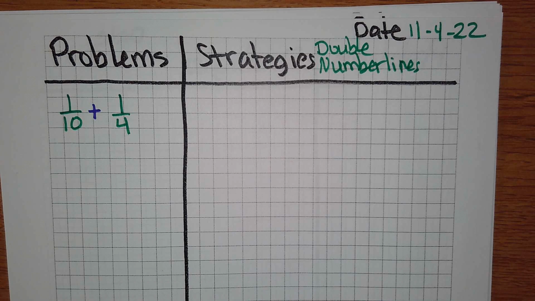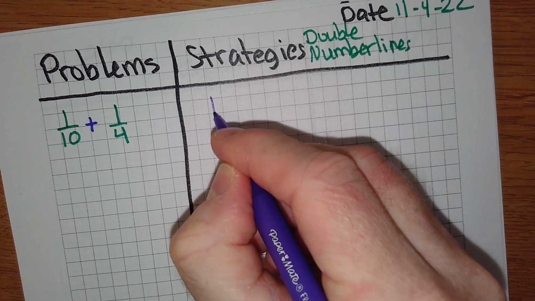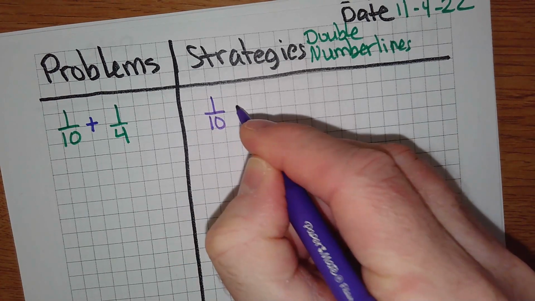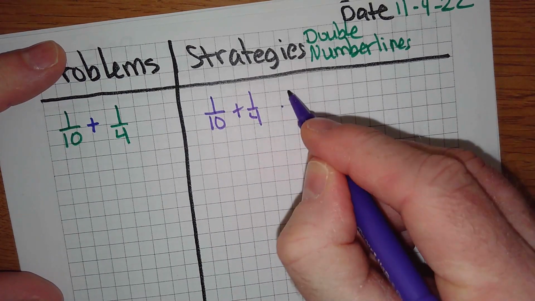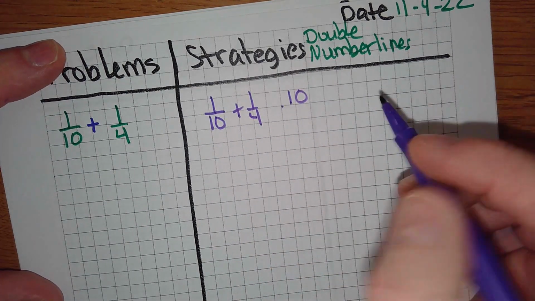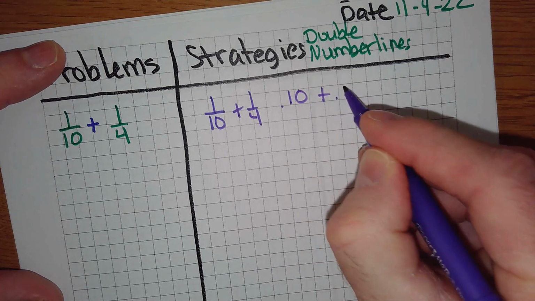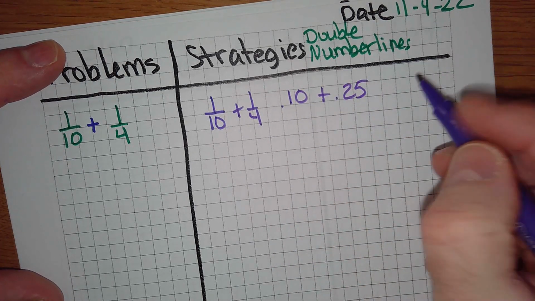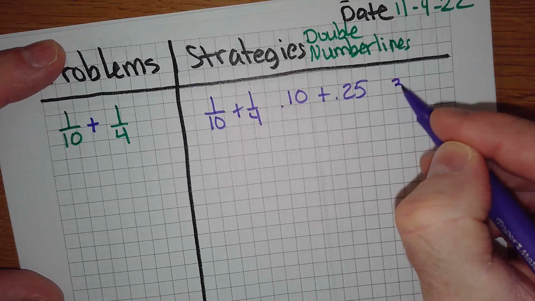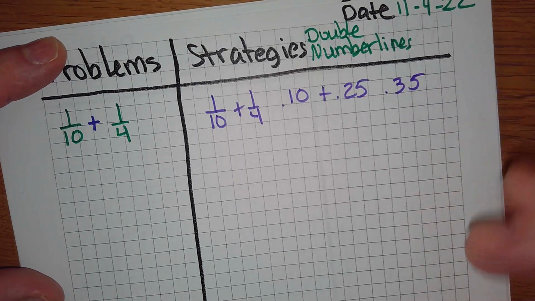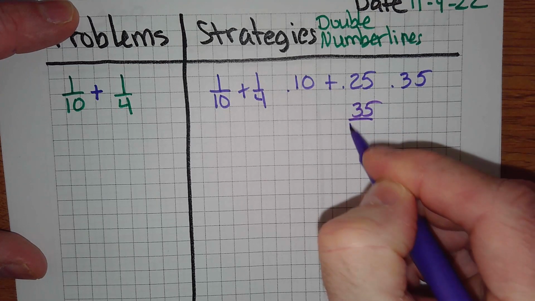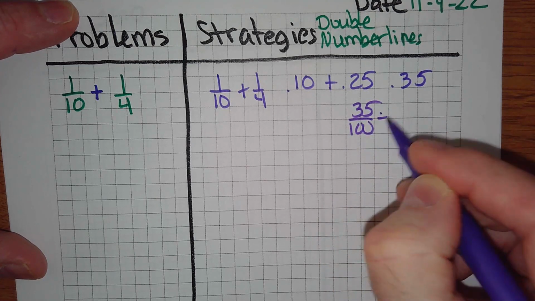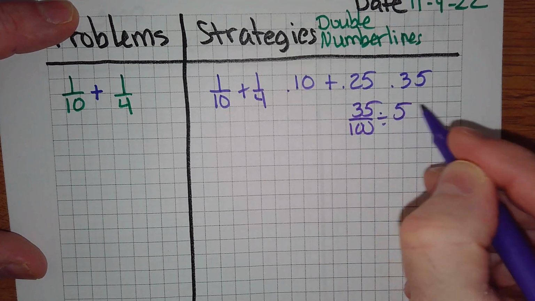Fitch, how did you solve it? I'm going to do it over here while you explain it. I did money, and 1/10 is equal to 10 cents, and 1/4 is equal to 25 cents. Then I added it and got 35 cents. Excellent. Then what? So it was 35 hundredths. Then I divided 35 and 100 by 5 and got 7/20. Awesome.